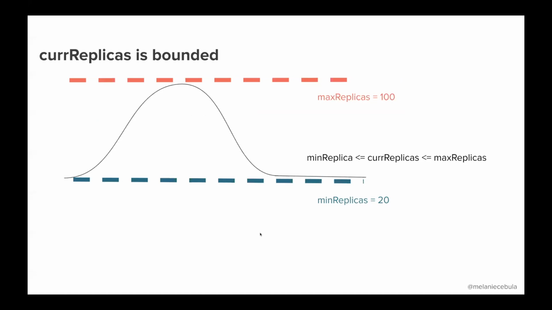And one thing that we noticed after doing this for several months was that curve replicas, which is my metric for the current number of replicas or current number of pods for a service, is bounded between min and max. That's the setting you made. So in the course of however much traffic it receives over time, it can't scale down further than 20 for this service, and it can't scale up further than 100.